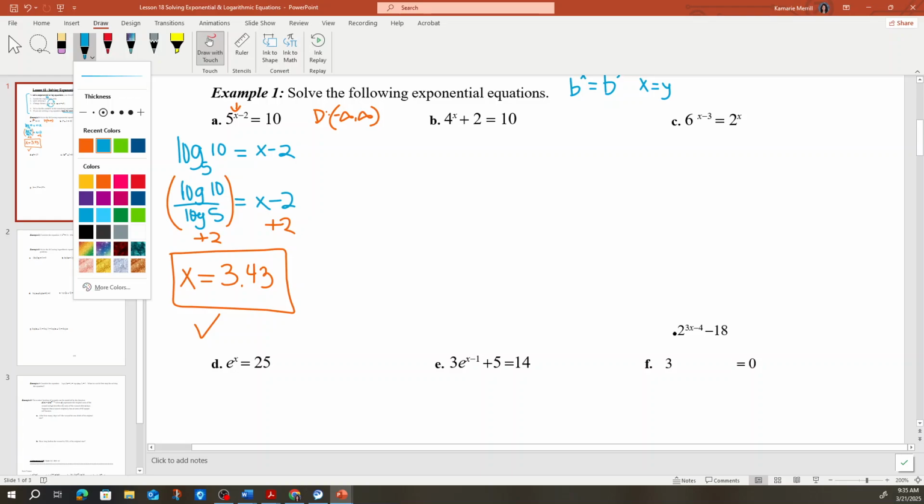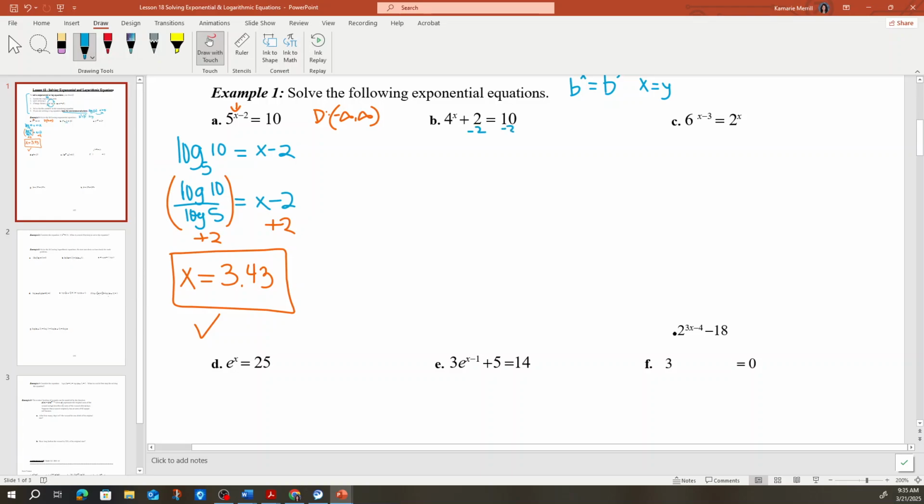What would you guys do first on B? You would, yep. So you get to minus, and then we get stuck here, right? Yep. Convert it to a log, and someone tell me what your setup would be. Good. Log base 4 of 8 is equal to x. So check it: 4 to the x was 8. You guys should have this down pat.